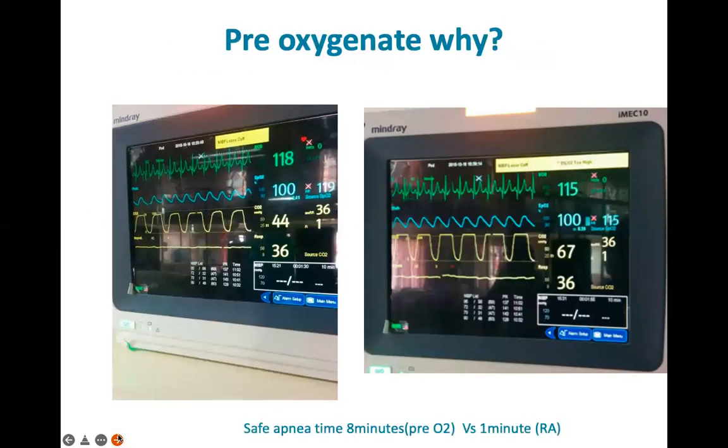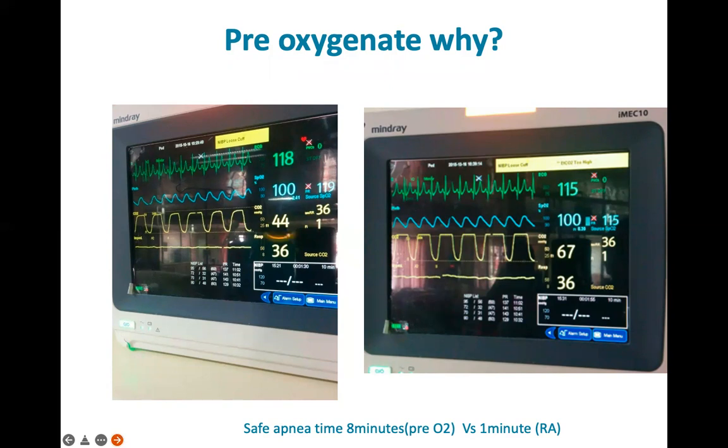Now, what is the importance of this pre-oxygenation? That can be beautifully depicted in these two images shared by Dr. Pramida. What you see here are screenshots taken for a patient who was undergoing an apnea test because of brain death, as we were considering organ transplant from the baby.